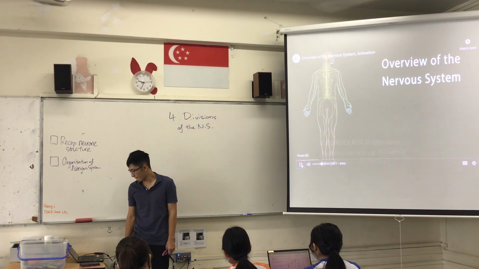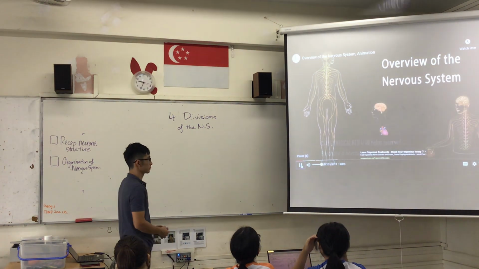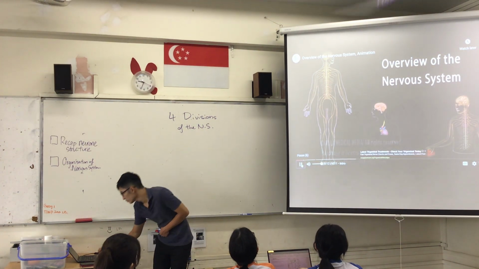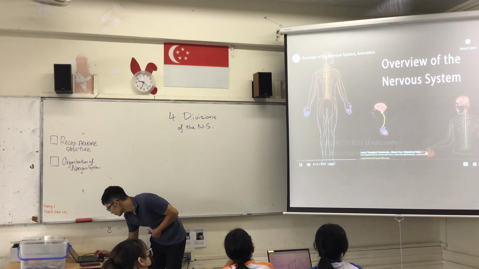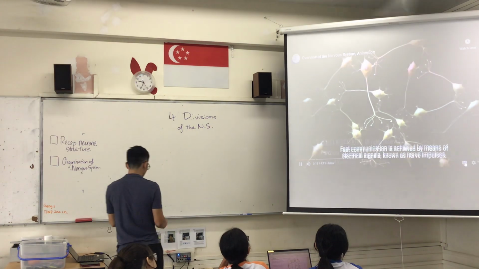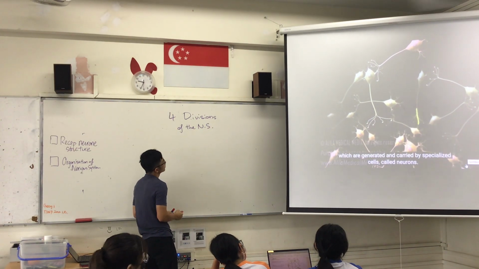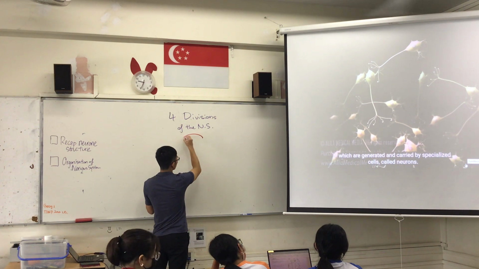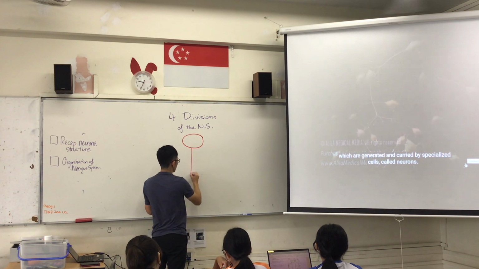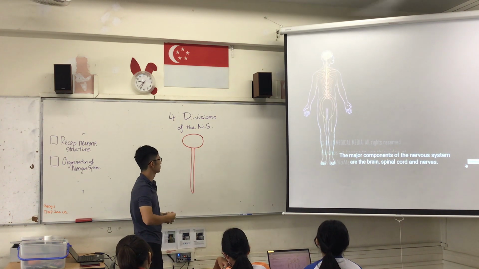Rapid communication and integration between various organs, as well as with the outside environment. It detects changes within a body and in its surroundings, and responds accordingly. Fast communication is achieved by means of electrical signals known as nerve impulses, which are generated and carried by specialized cells called neurons. The major components of the nervous system are the brain, spinal cord, and nerves.